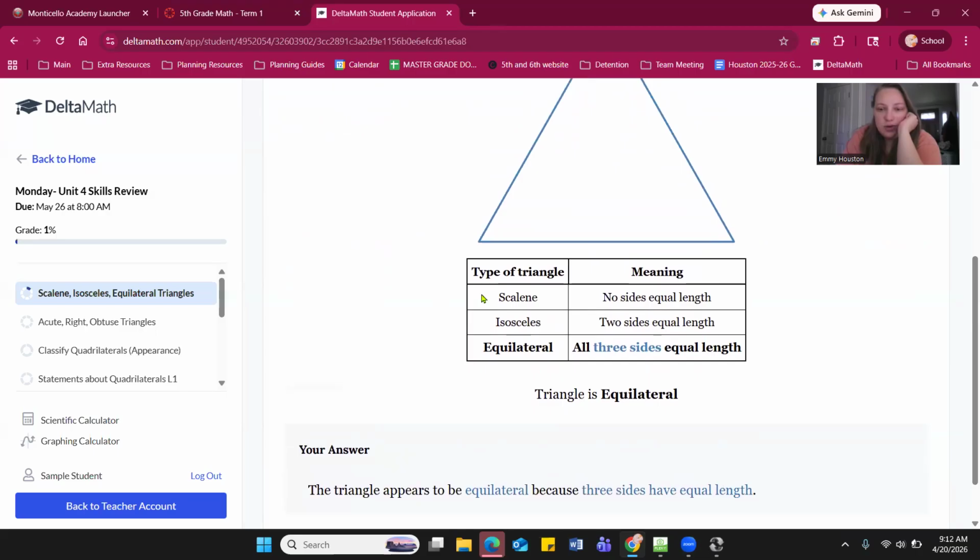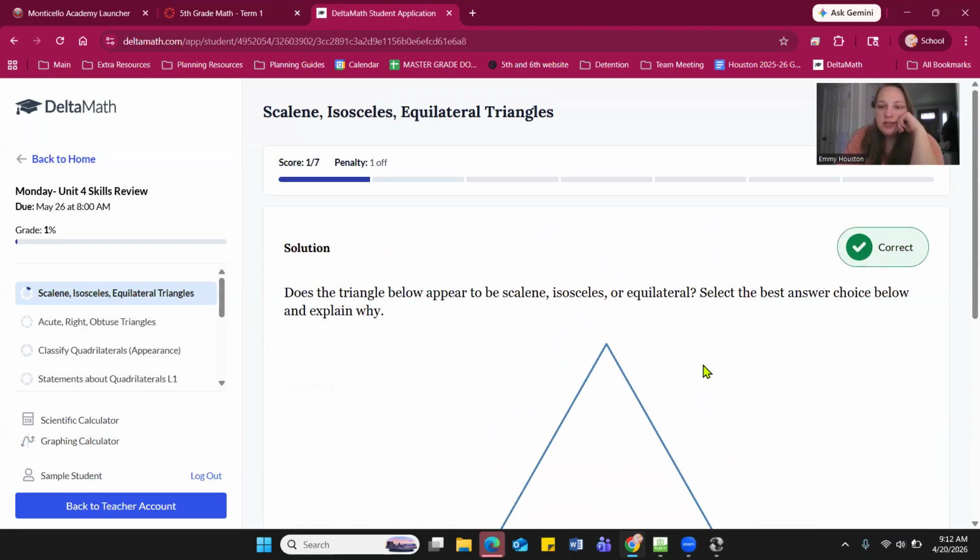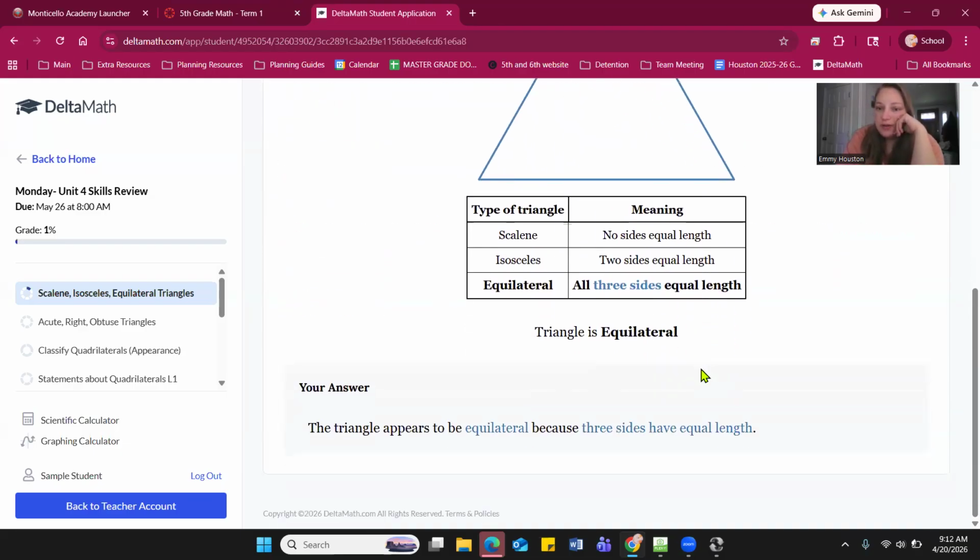And so, like I said, if you don't remember, this part right here is going to show you: scalene, no equal sides; isosceles, two equal sides; equilateral, all three equal sides. So just copy this down in your journal if you need this to look back at if you don't already have it, but you should have this in your journal.